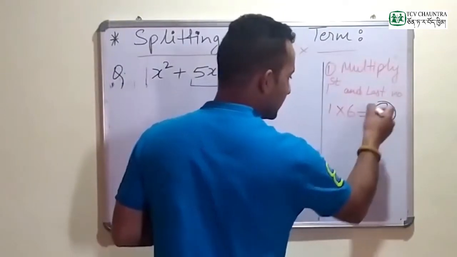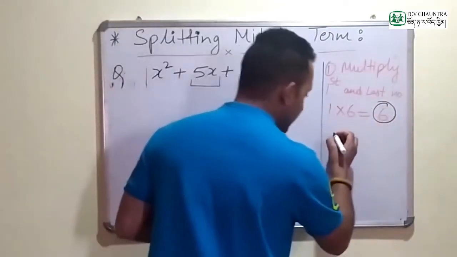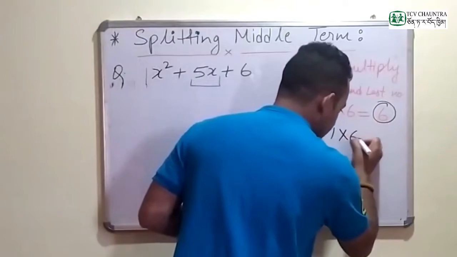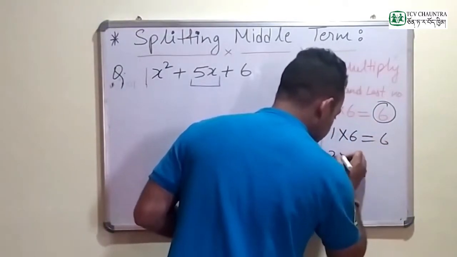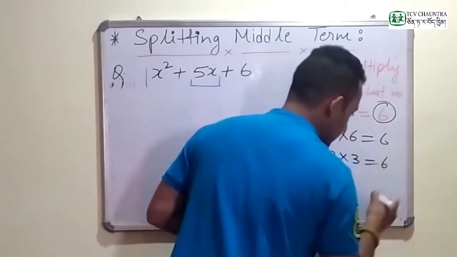So the number 6, its factors: 1 into 6 is 6 and 2 multiply 3 is 6.